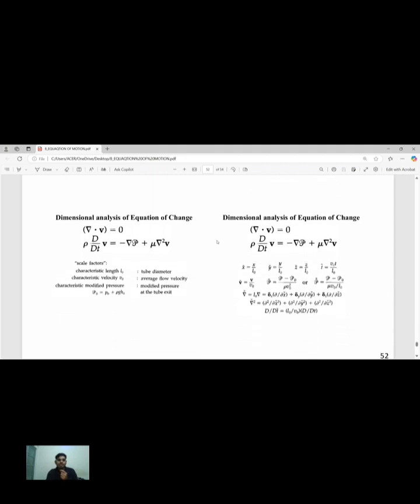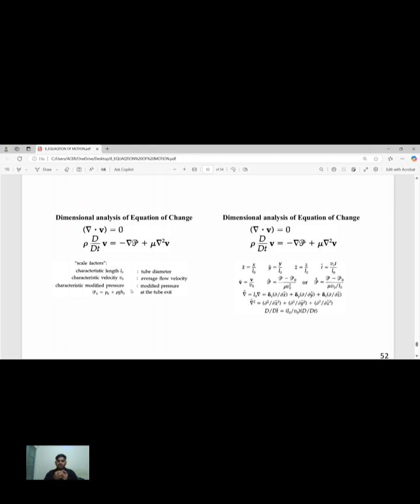So we will see what the scale factors are. First, L naught, which is the characteristic length, which is the tube diameter. The second one is the characteristic velocity, which means the average flow velocity. Now we will see the characteristic modified pressure. We will assume p naught is the final characteristic modified pressure, so p naught is equal to p naught plus rho g h naught. It is the modified pressure at the tube exit.